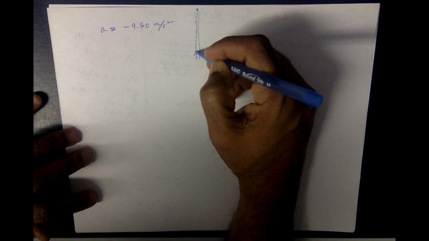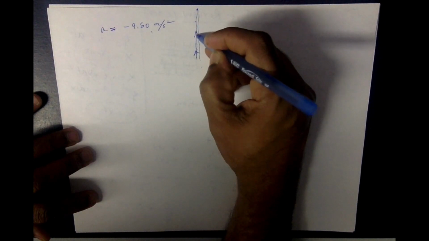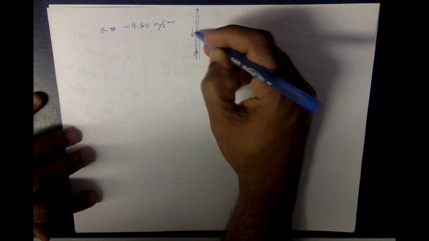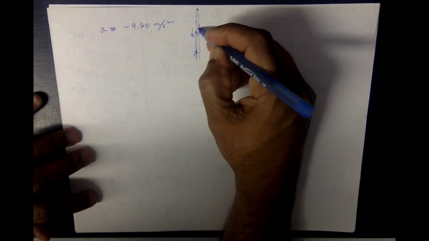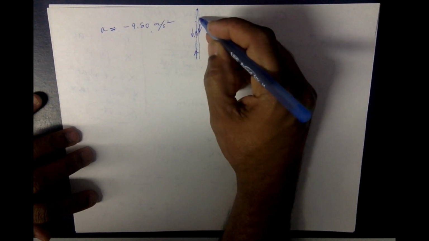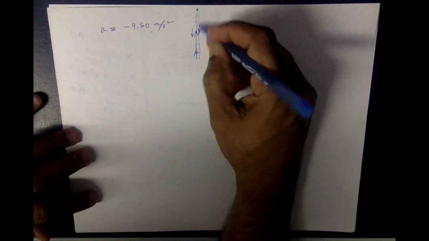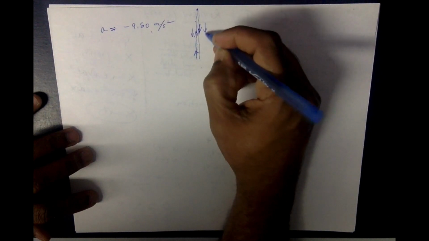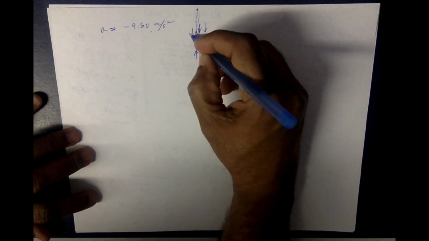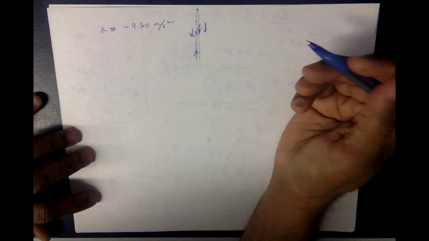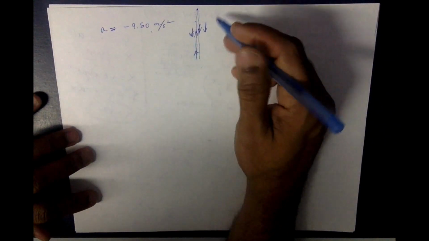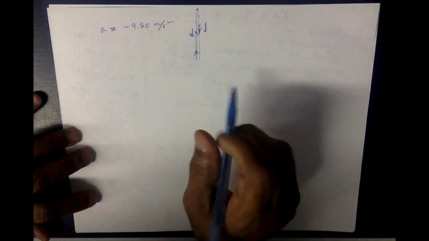Now when an object is going up, the velocity is pointing upward, but the acceleration is pointing downward. When the object is going downward, velocity is pointing downward and acceleration is also pointing downward. Okay? Acceleration always points downward. So understand that main concept of this.